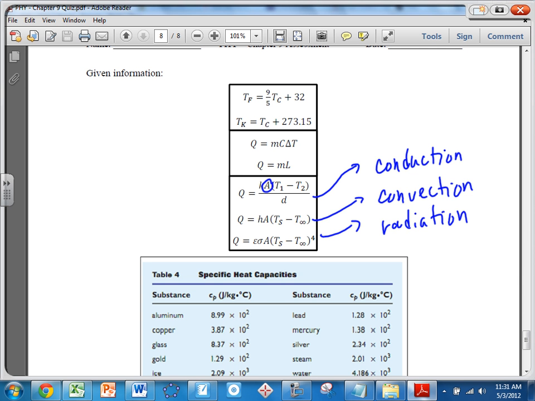If an object is more conductive, or if K goes up, more heat is going to flow. So remember the example of the glass windows. Why are they double paned again?